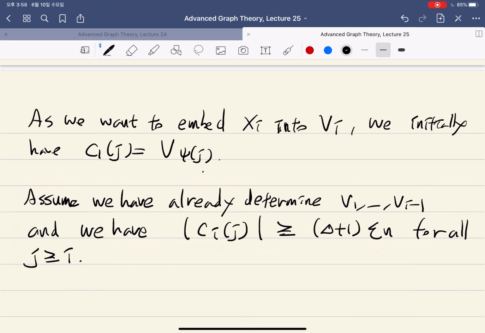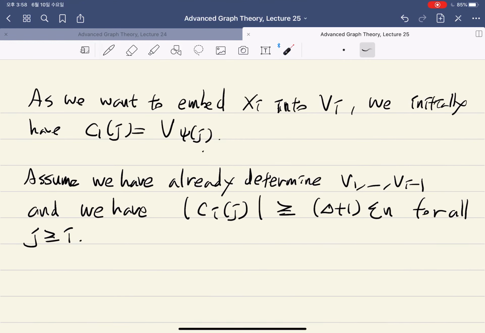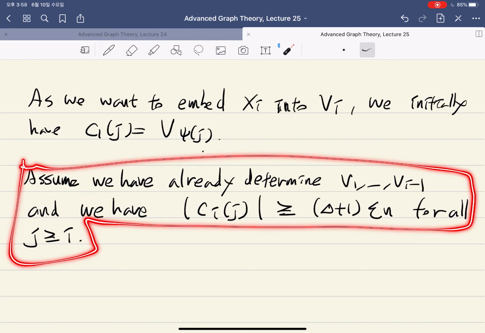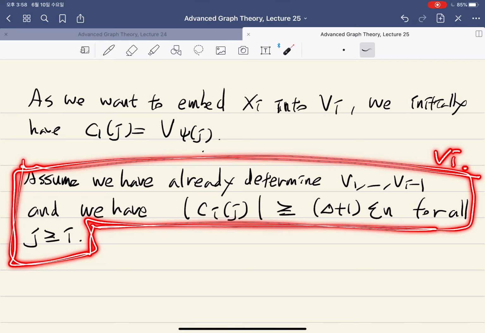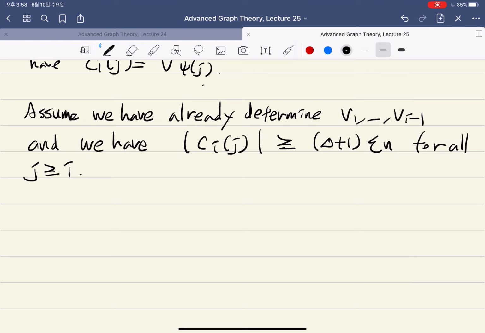So assume that this still holds after i steps. Now we want to show that with one more step, by increasing i by 1, we embed Xi, and then we can still make this satisfied for i plus 1. Then we can keep embedding until the end. So we want to embed, let's say, select this vi. So we want to embed xi into vi from this Cii.